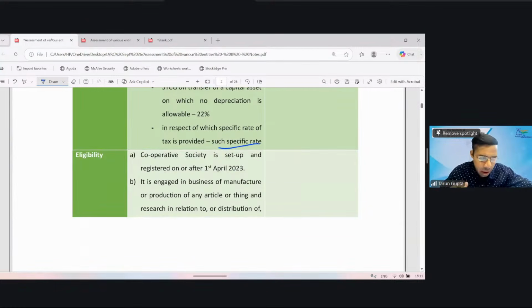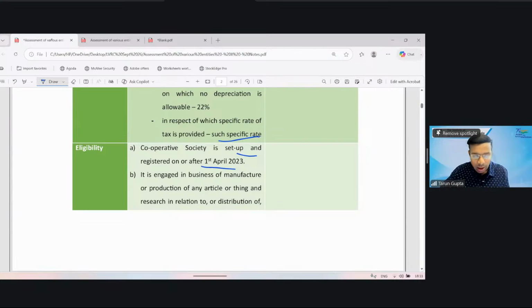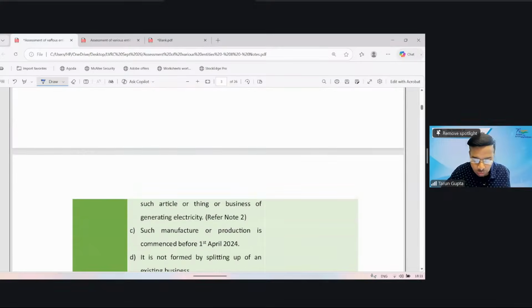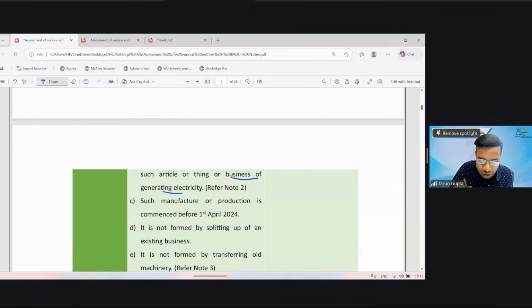So what are the conditions? The cooperative society is set up and registered on or after 1st April 23. This section was introduced with effect from 1st April 23 to give a similar benefit to the cooperative societies as is given to the domestic companies. The society is engaged in any business of manufacture or production of article or thing and research in relation to distribution of such article or thing, or business of generation of electricity. So only those cooperative societies who are engaged in manufacture or production of article or thing or generation of electricity are eligible for this benefit. Refer note 2.